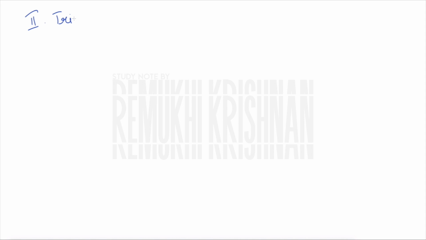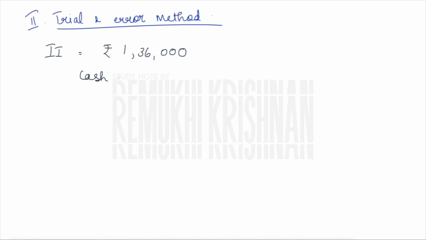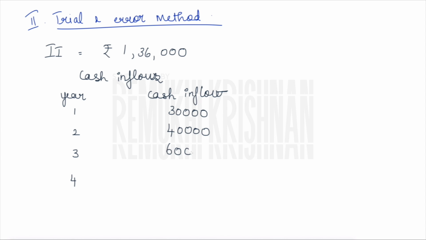This method will be used when there is no uniform cash flow, when there is an unequal cash flow. Let us look into a sum, guys. The initial investment of the project is 1,36,000 and the cash inflows for 5 years are given. Year 1, 2, 3, 4 are 30,000, 40,000, 60,000, 30,000 and the fifth year is 20,000.